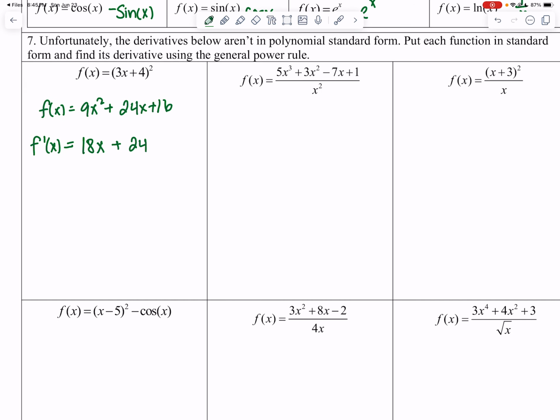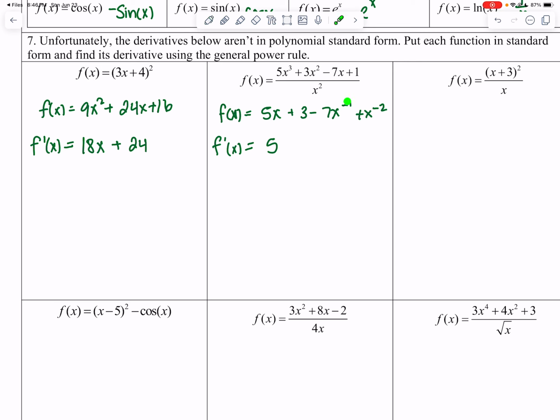Likewise, for this one right here, I am going to divide everything by x squared. Then I am going to take the derivative of each. So the derivative of a linear function, remember, it's just the slope, so that's going to be 5. The derivative of a constant, 3, is just going to be 0.